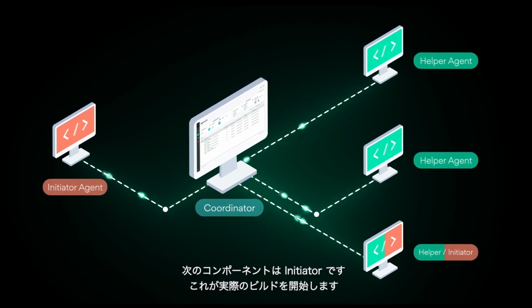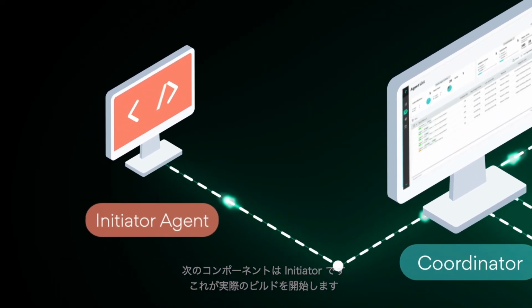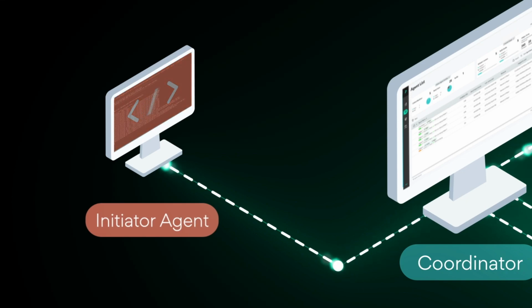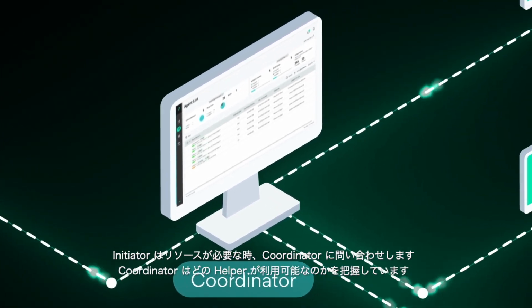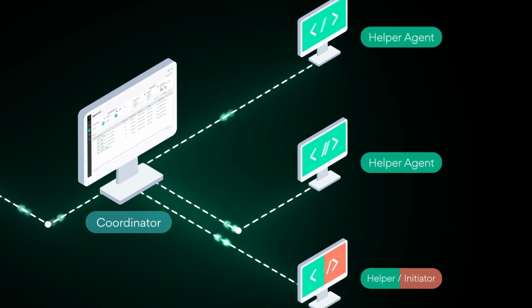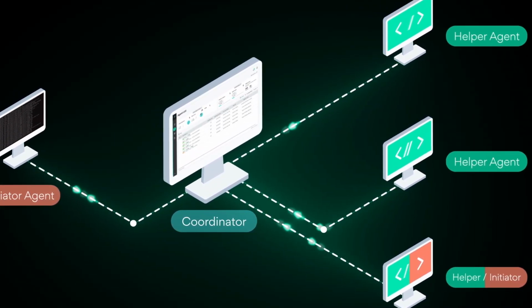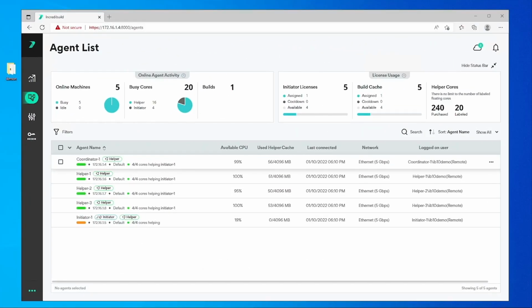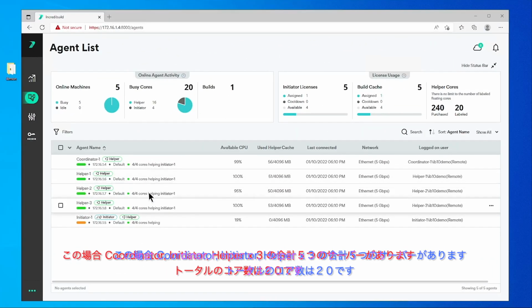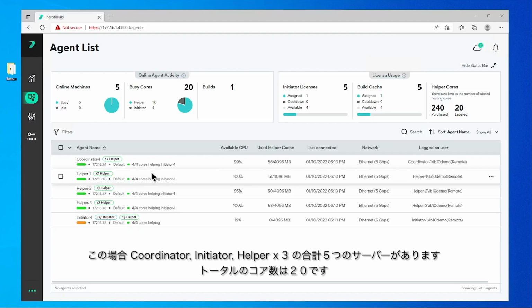The next component is the initiator. This is the machine that actually starts the build. So the machine that we just kicked off that command, this is our initiator. When a job kicks off, the initiator talks to the coordinator to tell it that it needs resources. The coordinator looks at the last component, aptly named helpers, to know which ones are available to distribute tasks to. So in this case, we have a total of 5 servers. We have 1 coordinator, 1 initiator, and 3 helpers.